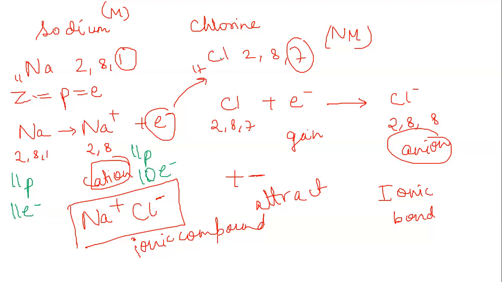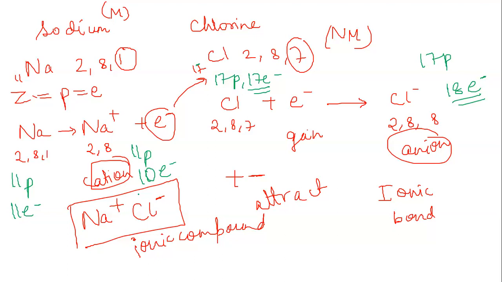Now if we talk about chlorine, a chlorine atom has 17 protons and 17 electrons, equal to the atomic number. But when it has gained an electron, it will have 17 protons and 18 electrons. So you have to remember that an anion contains more electrons than the normal atom, whereas a cation contains fewer electrons than the normal atom. Is it clear?